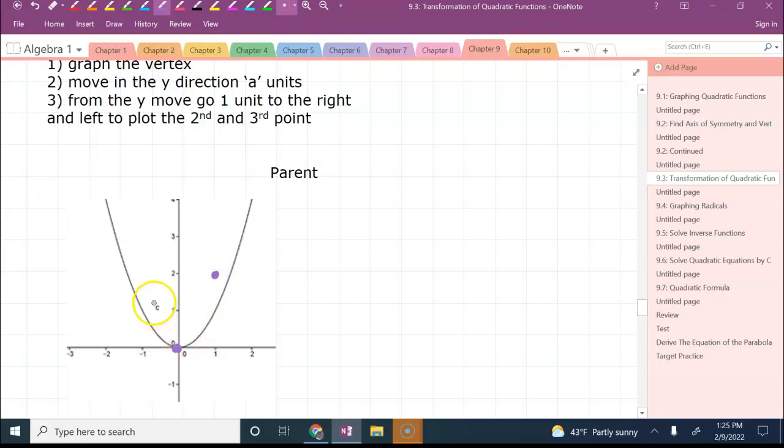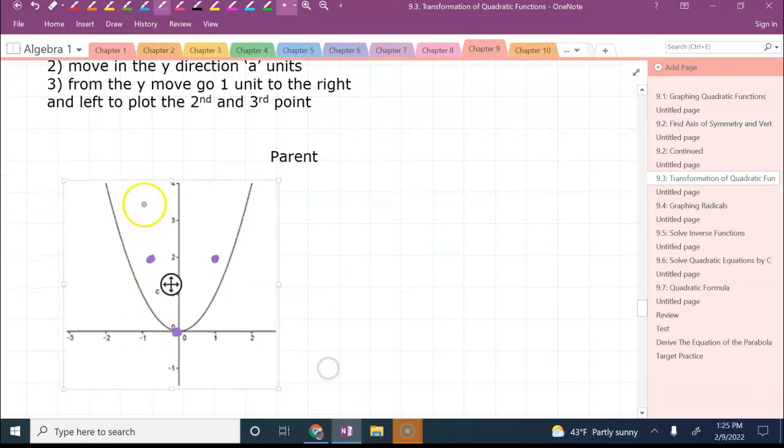And -1, I'm going to go up 2 as well because of that 2 in front of the x squared. And so this graph, it's still going to be a quadratic form. It's just going to be a lot skinnier than that parent one was. You can see how it's kind of inside of that parent graph, and that's because it stretched it.